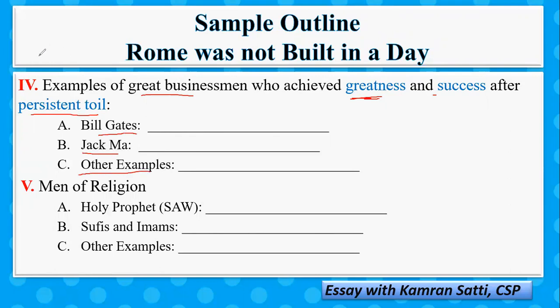So remember how I have brainstormed the ideas about different examples from real life, so that I can write a beautiful essay on it. And see how I have bifurcated the examples under different headings. Like in the previous example, I talked about political personalities. Now I'm talking about businessmen.